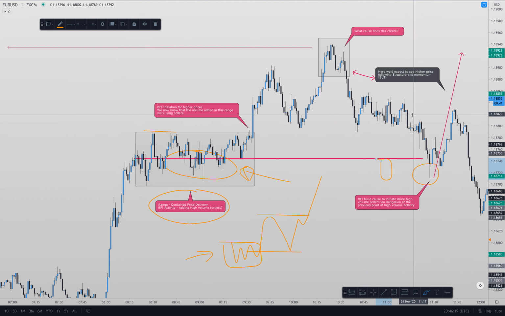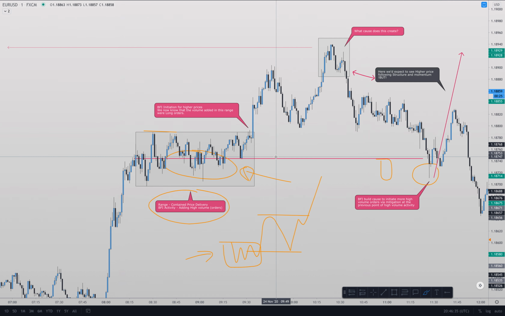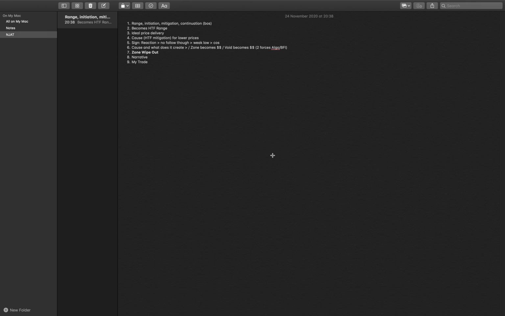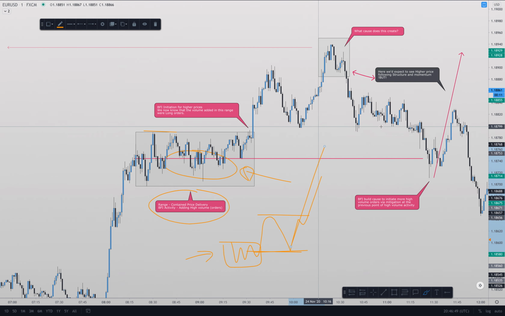Now we move above these highs here, but we stop just here, and then price moves lower, and that's kind of what I want to talk about now. So ideal price action, typically we'll be looking for a range, initiation out of the range, a mitigation back into the range, and then obviously cause built for higher prices. So that's ideal price delivery. I hope that makes sense.